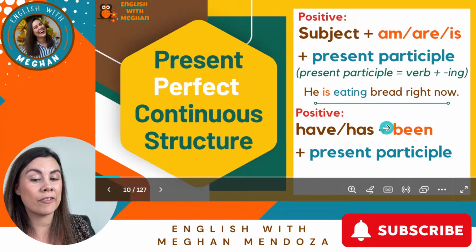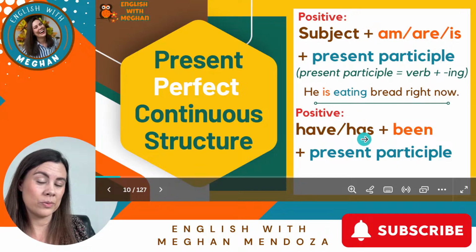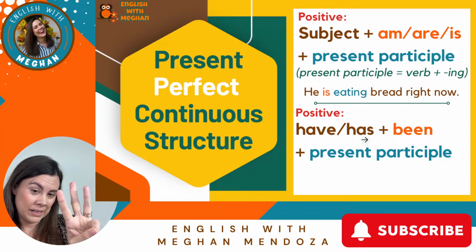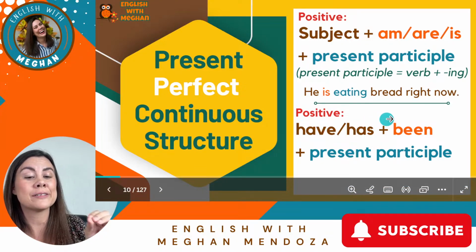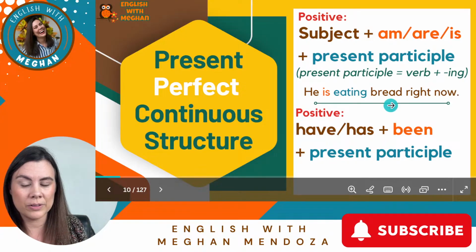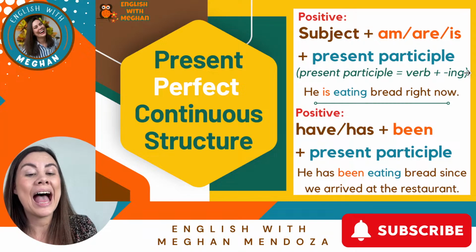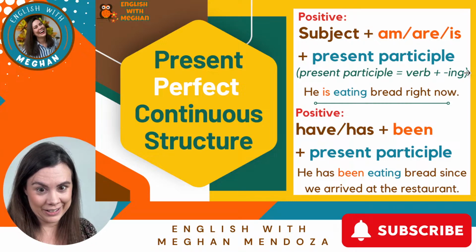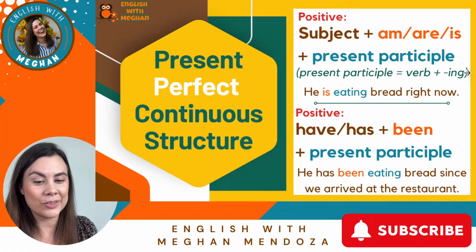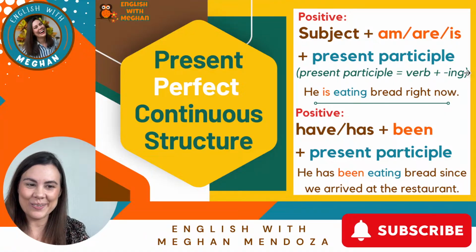Then it has to have been the past participle of be, right? Which is am, are, is, was, were, been, okay? So have or has been plus the verb ing, present participle. All right, let's look at an example here. He has been eating bread since we arrived at the restaurant. Okay, he has been eating bread since we arrived.